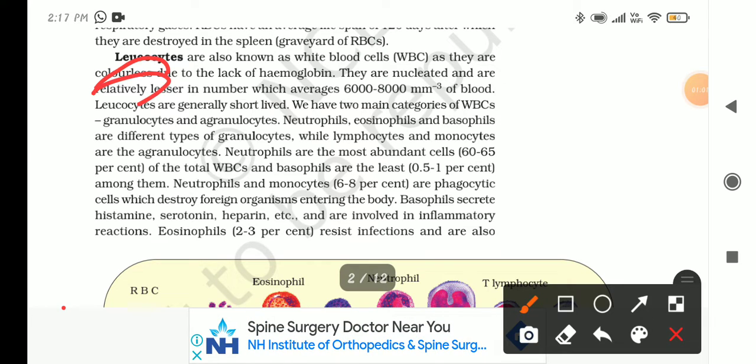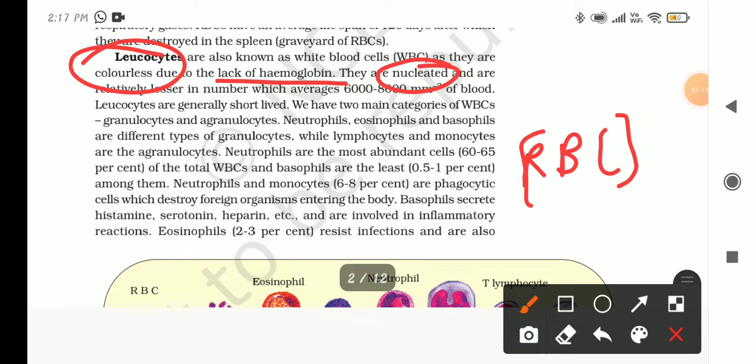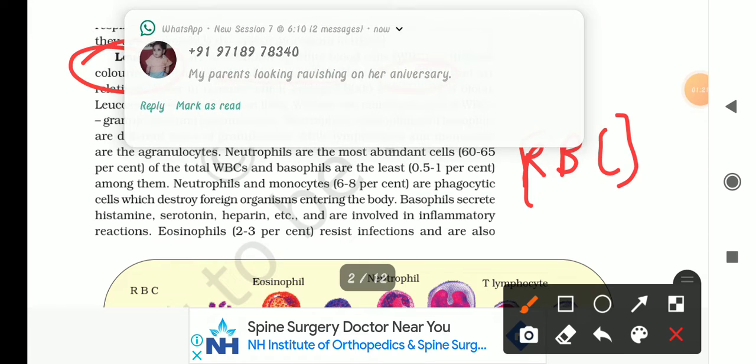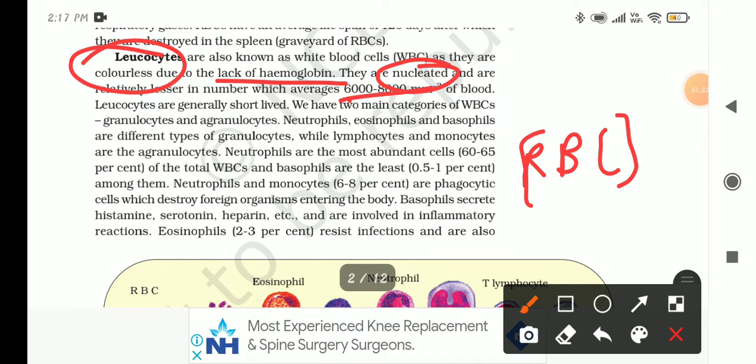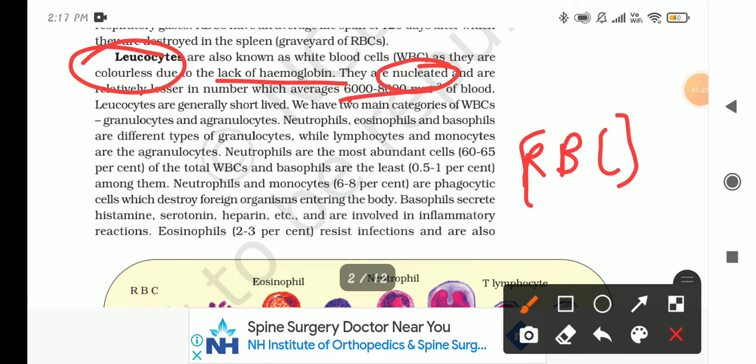They don't have any color, red or any other color, due to the lack of any pigment, and due to the lack of hemoglobin they look colorless. They are nucleated, whereas RBCs were devoid of a nucleus. And they are relatively lesser in number, about 6,000 to 8,000.